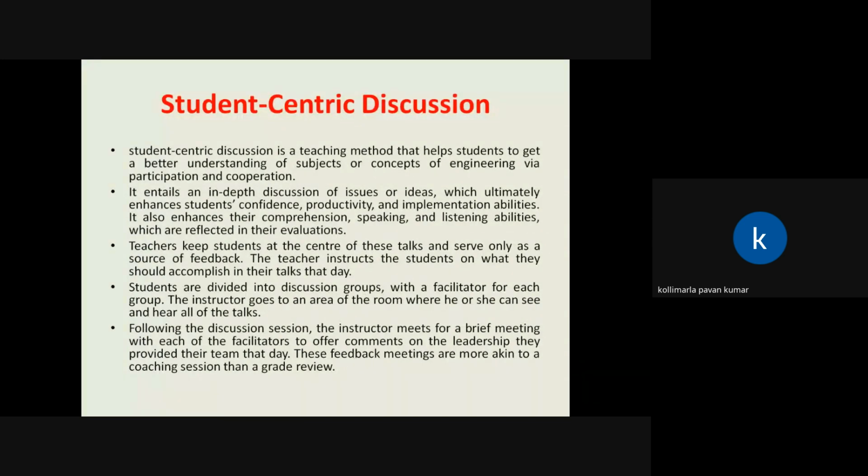Now the teacher will make groups of students and ask them to present on a particular topic. So the students are divided into discussion groups, and for each group the teacher will provide a facilitator, that means one person as a leader. Once it is conducted, the instructor or faculty will note down the various positives and negatives of the groups, and later hold a discussion with the groups, individually or collectively, and discuss what they have noted in a brief session.